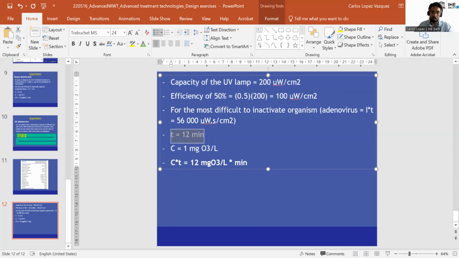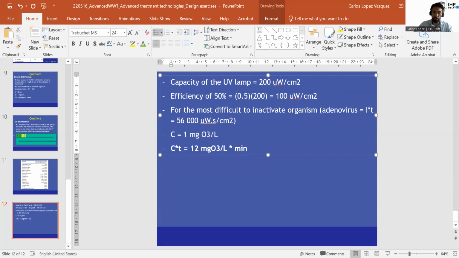In this case, it's not CT anymore because I am using UV light. So instead of CT, I have the IT value. And the IT for adenovirus is 56,000 microwatts per second per square centimeter. I know the intensity. Then this intensity after the efficiency is 100 microwatts. So I can find the time.